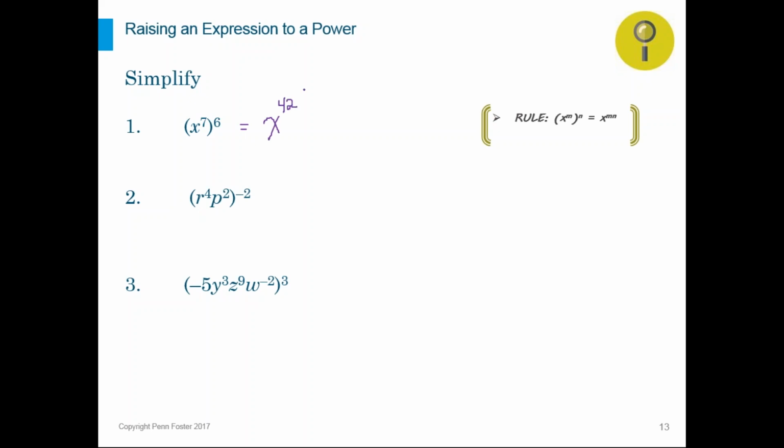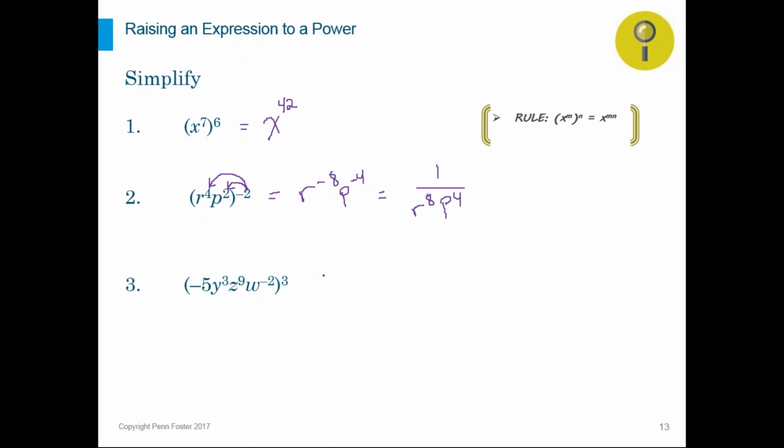That's it. Okay, let's look at a more complicated example. r to the fourth times p to the second, everything is raised to a negative power, negative 2. The rule is the same. Distribute the power, multiply this power times each one inside the parentheses. So I'm going to do r: 4 times negative 2 is negative 8. p: 2 times negative 2 is p to the negative 4. Now, these are not in simplest form. 1 over r to the 8th, p to the 4th is the final answer.